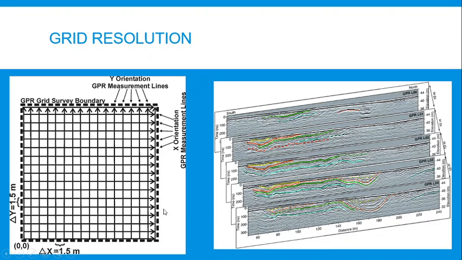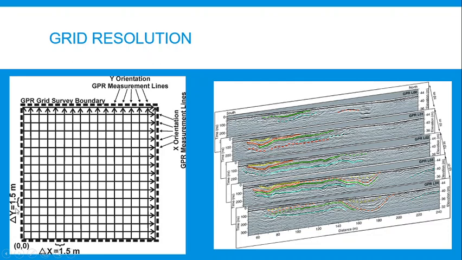Okay, suppose this is the direction. This arrow represents the direction of the acquisition, from this line, this x-axis, to the upper axis. These are basically called the y orientation or GPR measurement lines, and here the x orientation GPR measurement lines. So basically both are equally spaced.